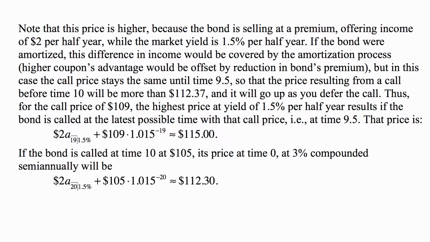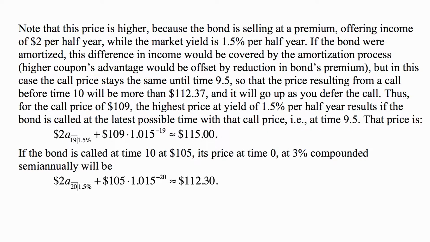If the bond were amortized, this difference in income would be covered by the amortization process. Higher coupons advantage would be offset by a reduction in bond's premium. But in this case, the call price stays the same until time 9.5, so that the price resulting from a call before time 10 will be more than 112.37 and will go up as you defer the call. So for the call price of 109, the highest price at yield of 1.5% per half year results if the bond is called at the latest possible time with that call price, so at time 9.5. That price is actually 115.